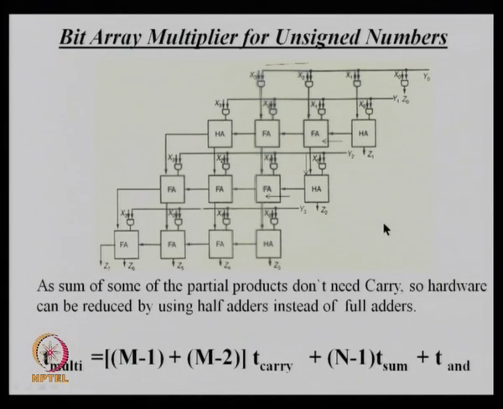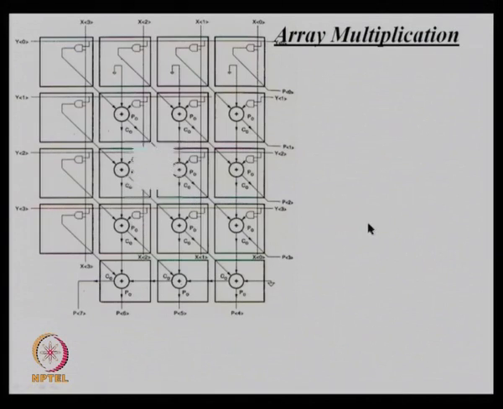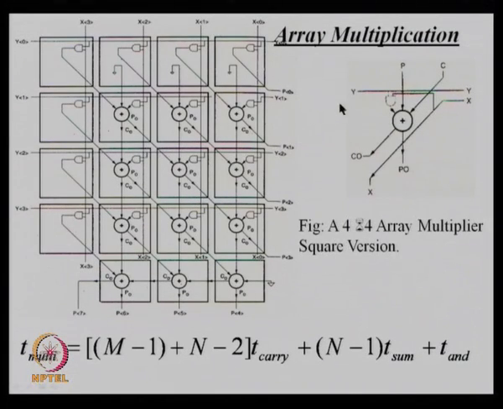Since some of the partial products do not need carry, hardware can be reduced, as I keep saying, only half adders are sufficient. A better arrangement for the same is shown here. This is my x which is traveling vertically down, this is my y, and these are my AND gates which receive x and y. This is my adder, which can be mostly a full adder in case the carry appears, otherwise a half adder if no carry appears. Now, this is my output carry, this is my initial partial product, which is then added to the next partial products, and it keeps generating the new one.